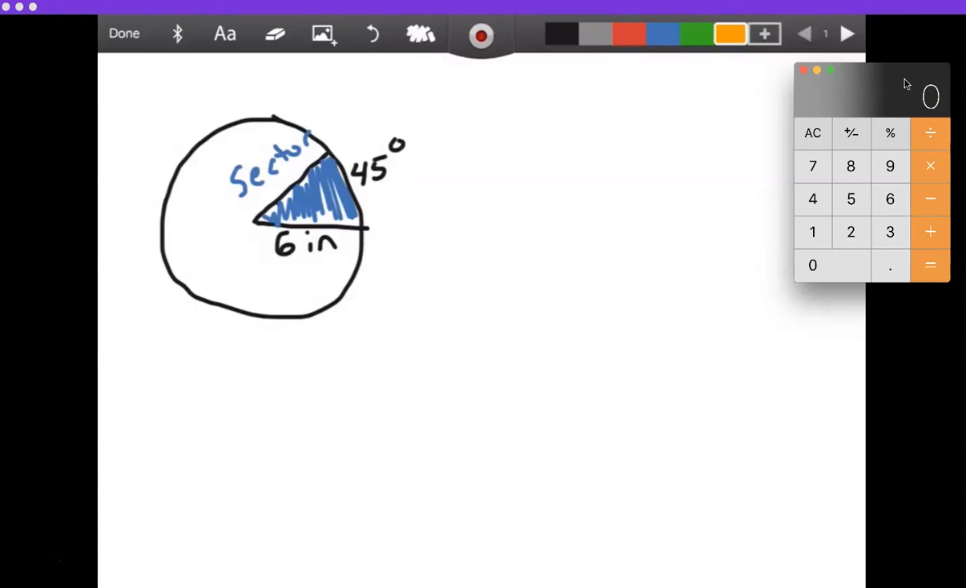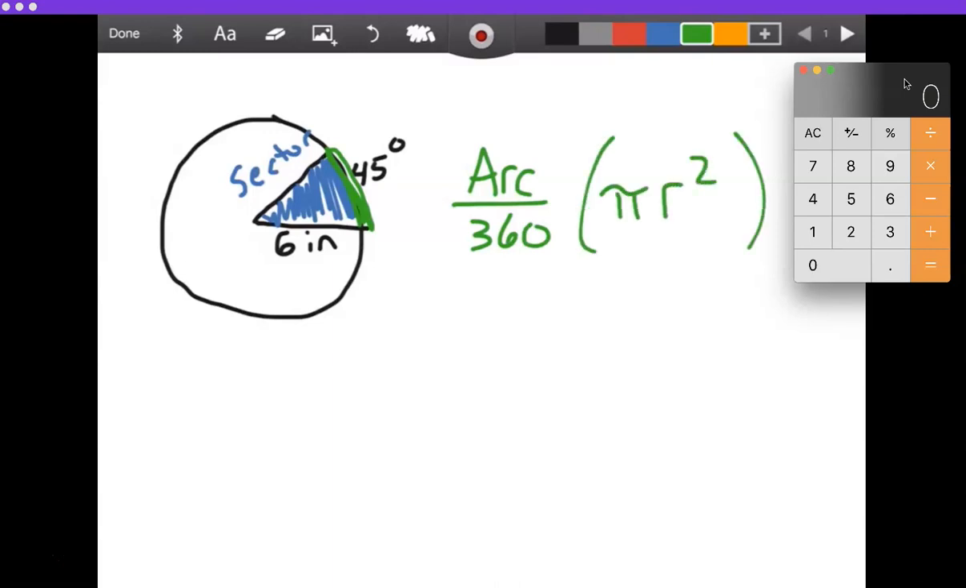It's similar to how we did the arc length, but what we're going to do is take how many degrees we have. So this is AB. The measure of the arc, not the length of the arc, the amount of degrees in the arc, divided by 360, that's how many degrees are in the circle, times the area of the circle, which is pi r squared.